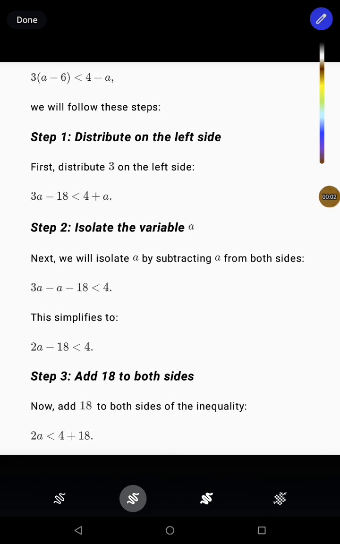So next one is this inequality, 3 into bracket a minus 6 less than 4 plus a. The next thing you want to do is just to what? Open the bracket. This is so simple. Opening the bracket, we have 3 times a, 3a, 3 times minus 6, minus 18. That will be less than 4 plus a.